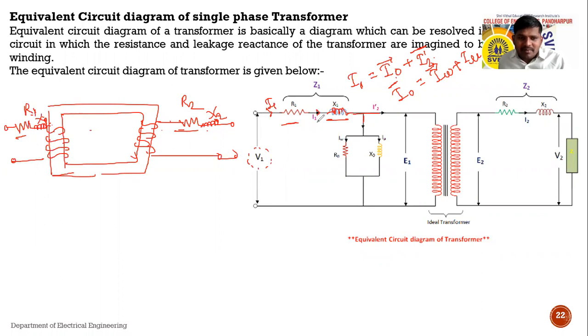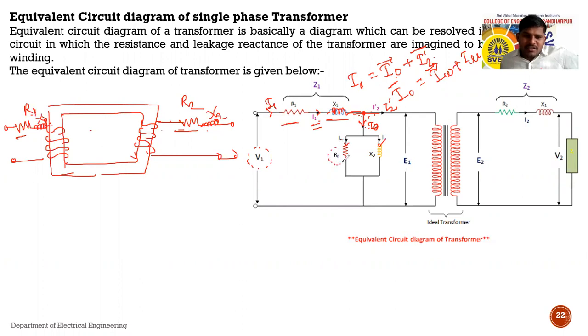So here it can be represented as I1. And this current can also be represented as I1. It is the sum of this current I0 and I2 dash. So if we apply KCL here, the sum of all the currents meeting at the junction point equals 0. According to this, I0 plus I2 dash is I1. And I0 is again the vector sum of IW plus I mu, that is, the working component and the magnetizing component.